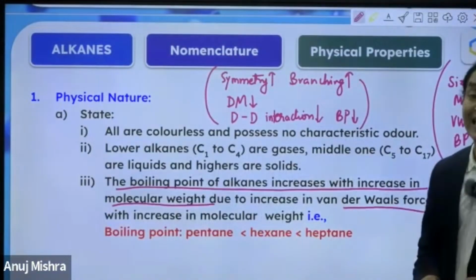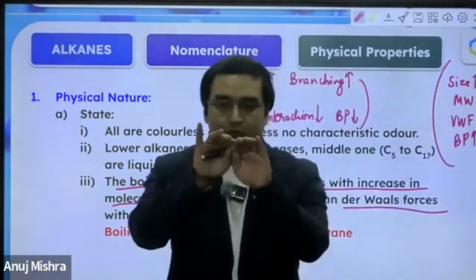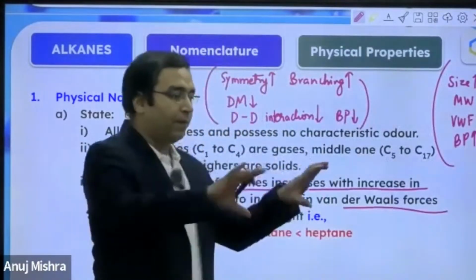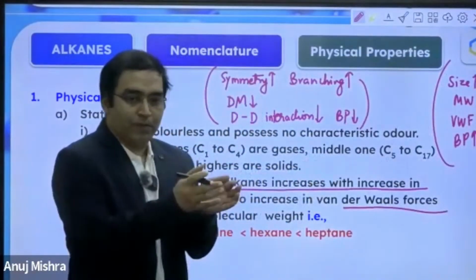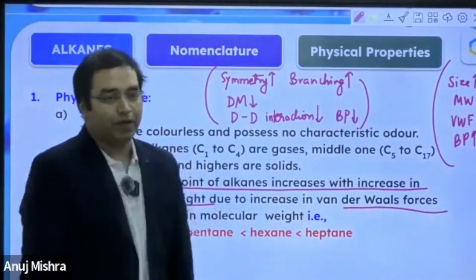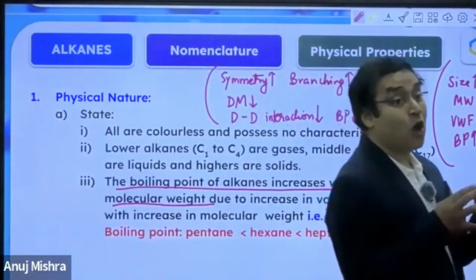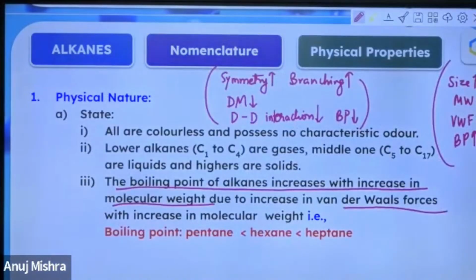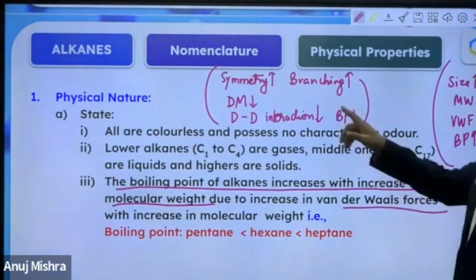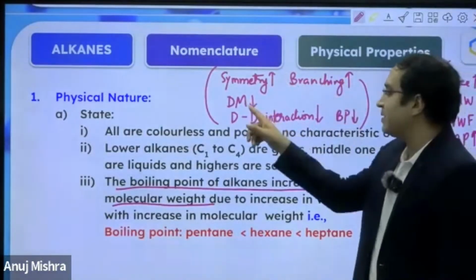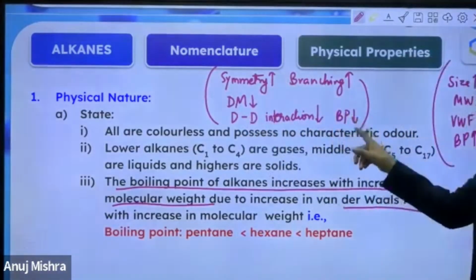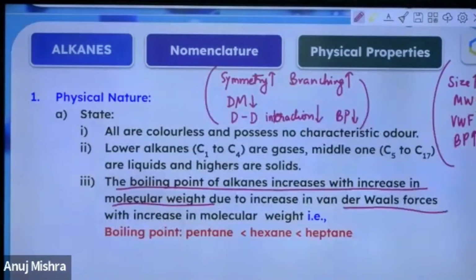No, surface area will decrease. More branching means, see, one is a long compound, you make it a small compound. So what will happen? It will become compact. I'll use the word compact. Okay. So symmetry is more, branching is more, dipole moment is less, DD interaction is less, boiling point is low. Size is bigger, molecular weight is bigger, van der Waals forces are bigger, boiling point is more.